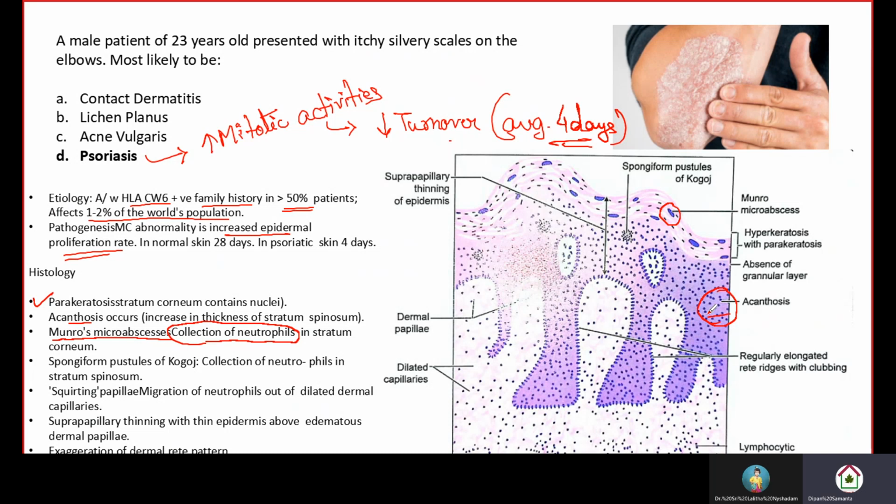Munro's microabscess is seen in psoriasis, acanthosis is seen in psoriasis, granular layer is absent, hyperkeratosis with parakeratosis is found in psoriasis. Collection of neutrophils in the stratum spinosum, then migration of neutrophils out of dilated dermal capillaries, suprapapillary thinning with thin epidermis above edematous dermal papillae, exaggeration of dermal rete pattern, and an absent granular layer. So these are the histological features of psoriasis.